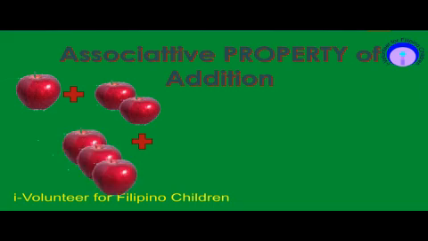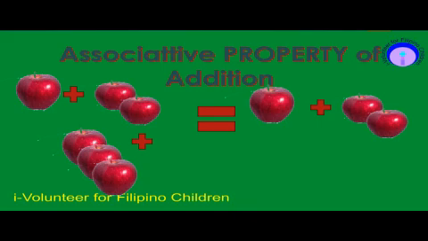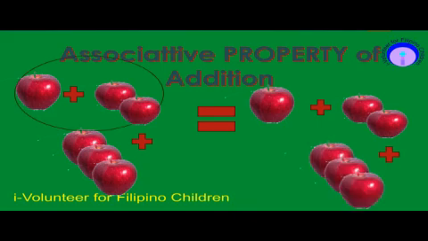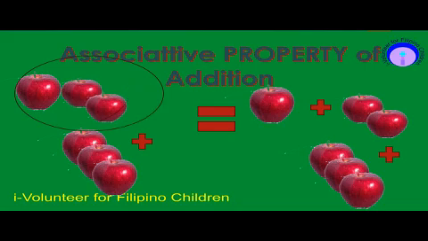Ang tanong, ilang apples meron tayo dito? 6. At sa kabila naman, meron tayong 6 din. Kapag pinagsama natin ang 1 at 2 mansanas, ito ay magiging 3. Yan ang tinatawag nating associative property of addition. The grouping of the addends does not affect the sum. 3 plus 3 is equal to 6.